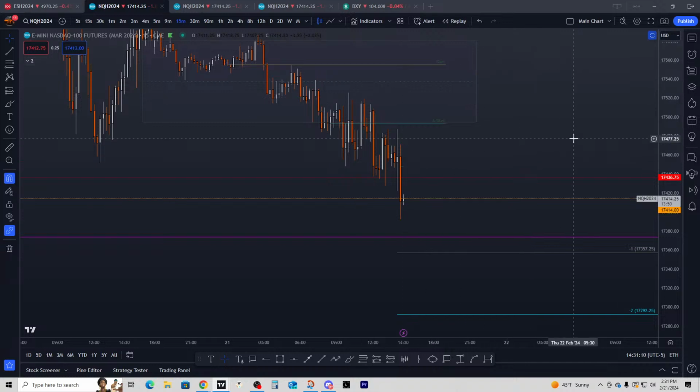I don't really like entering on continuations, but if it's a valid setup, I'll take it. It's got to be really clean, though, for me. I'm not trying to really push anything that's not that clean.